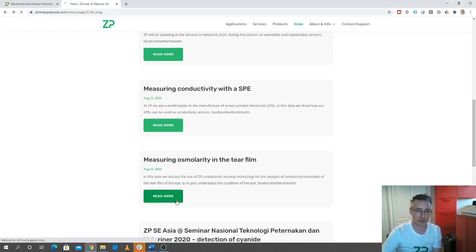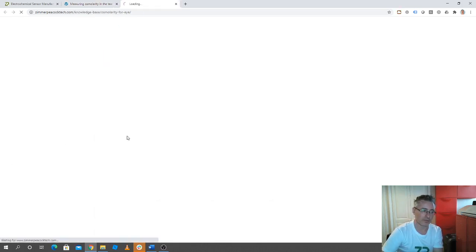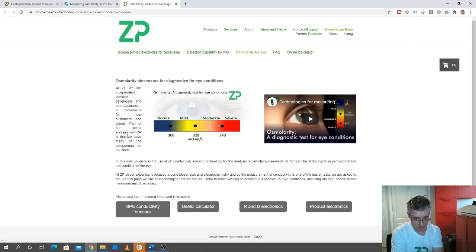So we put out some notes on that where we talked about the osmolarity that you can expect for, let's say, a normal eye, and the osmolarity that you can expect from severe problems. It's quite interesting actually, because we help define what osmolarity is, and we help define how to actually measure it. We also put a bit of a video out about it.